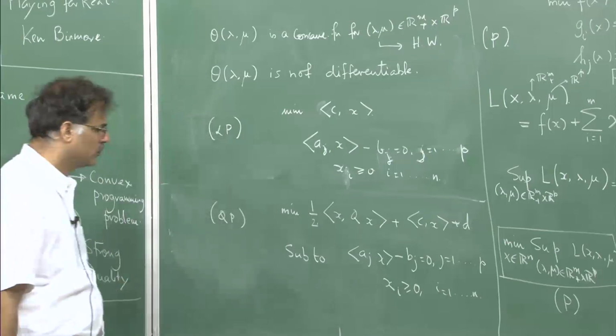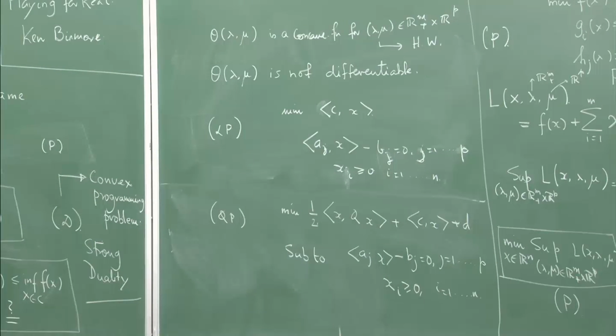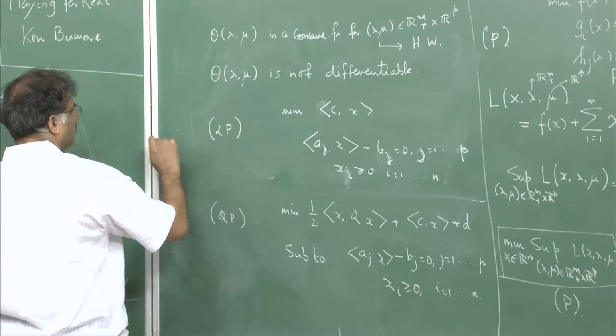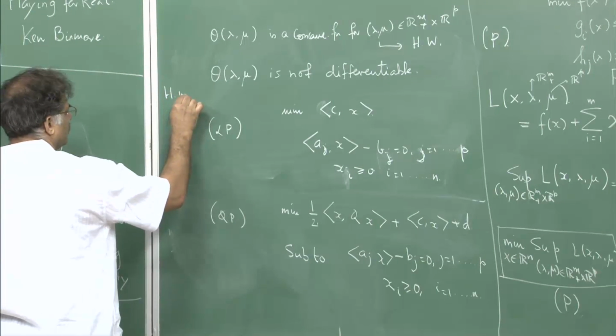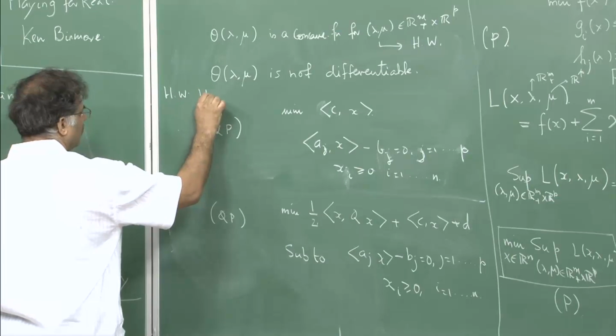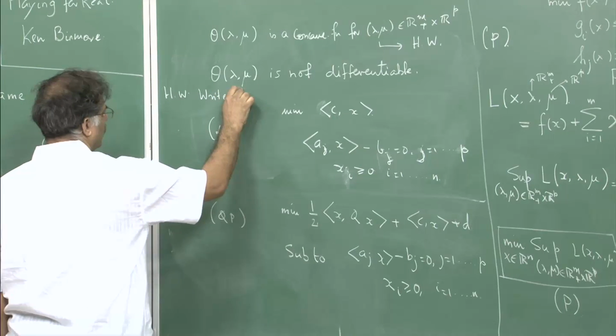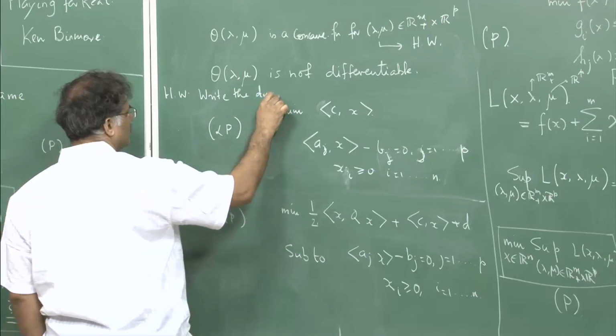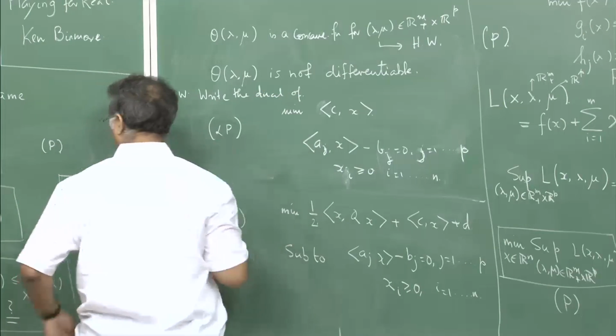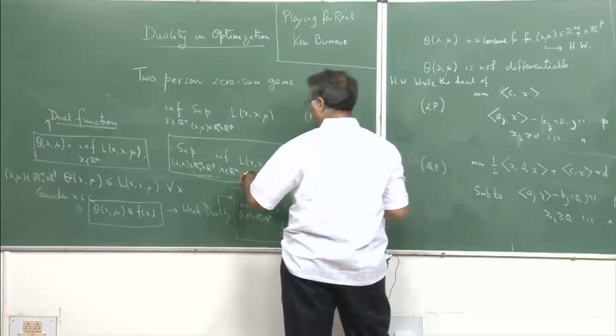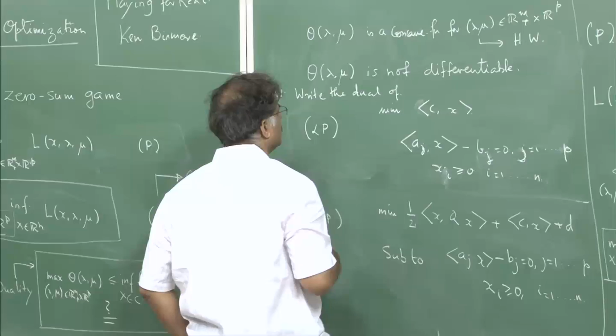So, write down the dual problem. Homework is to write down the dual of the following problems. This dual is sometimes called the Lagrangian dual because you are using the Lagrangian function.